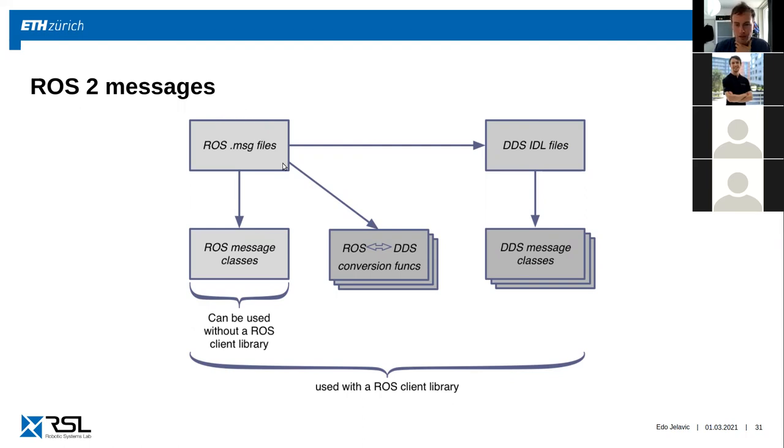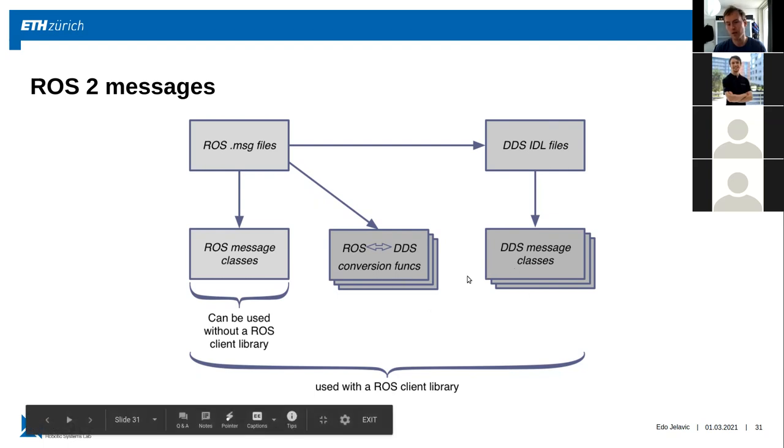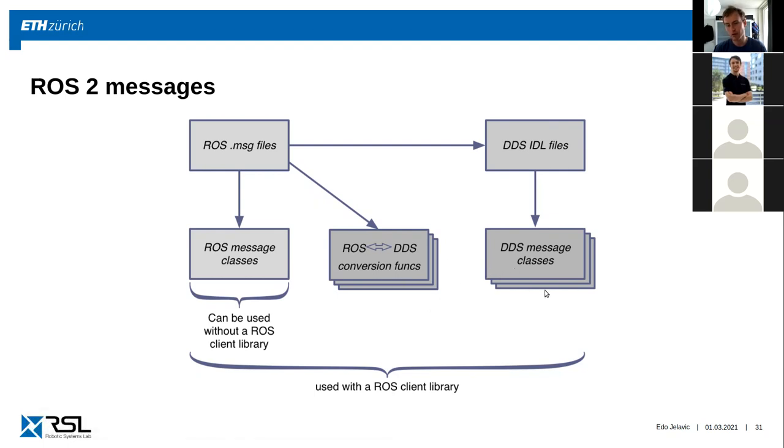This is the same thing, just briefly illustrated, where from msg files, you create these message classes, and this you can use in your client code, which is what we did in ROS1. And then in ROS2, on top of this, these IDL files are generated, which the DDS service works with. It knows how to send them and receive them. And then if you want, you also have access to all of this generated code, so you can work directly with it.